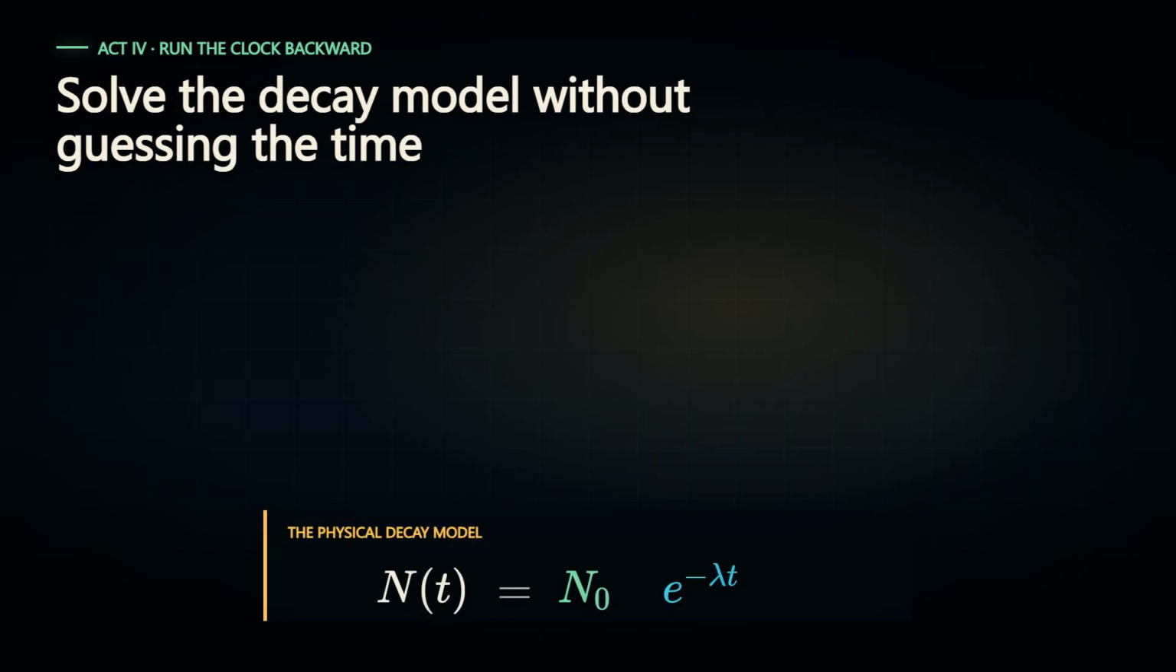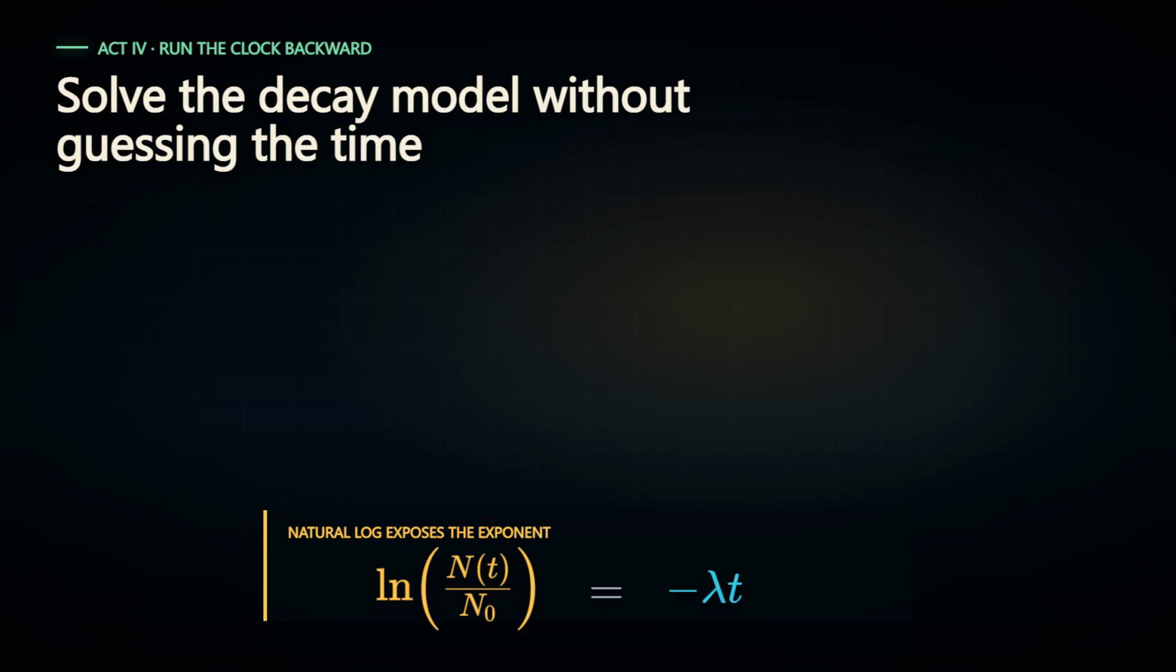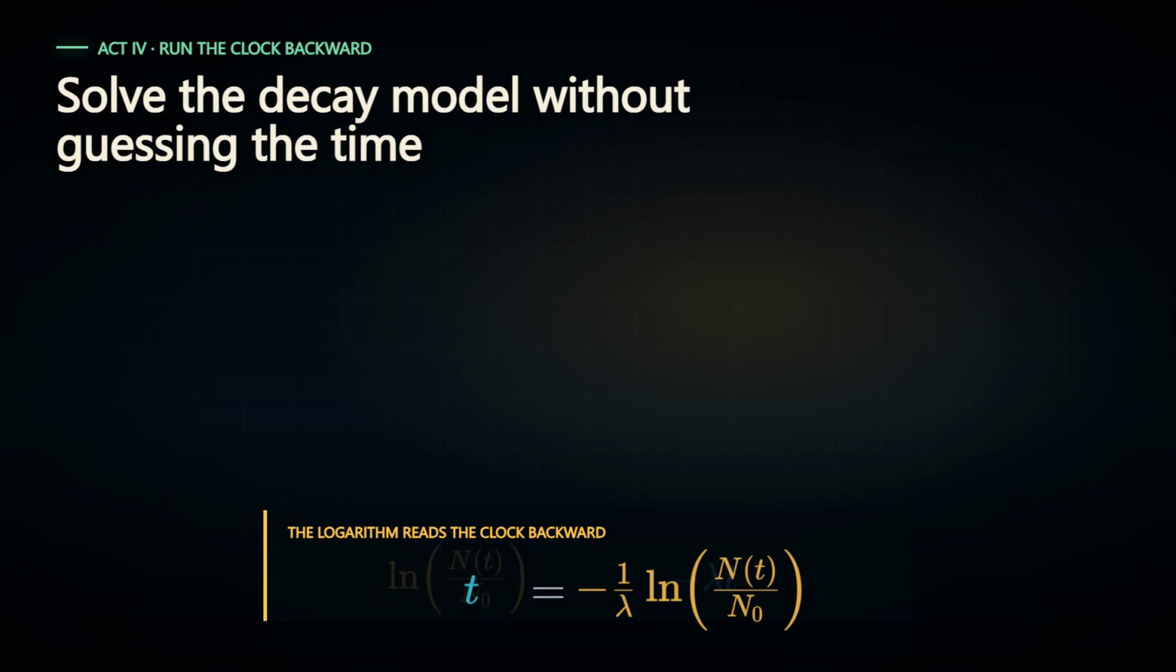Return to n equals n0 e to the minus lambda t. First divide by n0, creating the remaining fraction. Apply natural log to both sides. The log cancels the exponential, leaving natural log of n over n0 equals minus lambda t. Divide once more. T equals minus 1 over lambda times that logarithm.